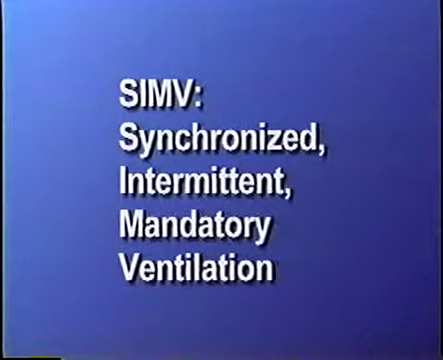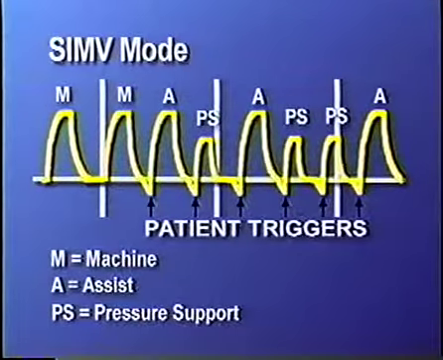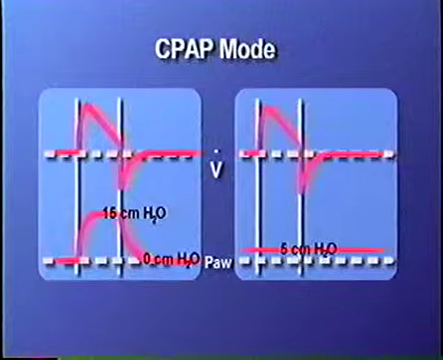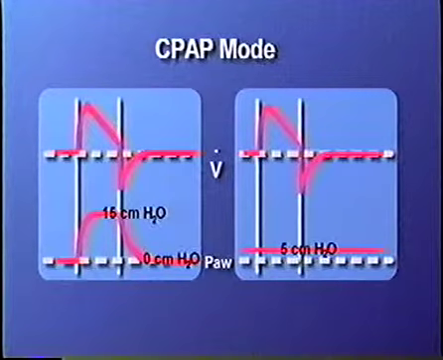SIMV stands for Synchronized Intermittent Mandatory Ventilation. In the SIMV mode, machine, assist, and patient breaths may be given. For the first patient trigger detected within a breath period, an assist breath is given. For all subsequent patient triggers within the same breath period, patient breaths, either spontaneous or pressure-supported, are given. At the beginning of a breath period, if no triggered breaths were given in the previous breath period, a machine breath is given.